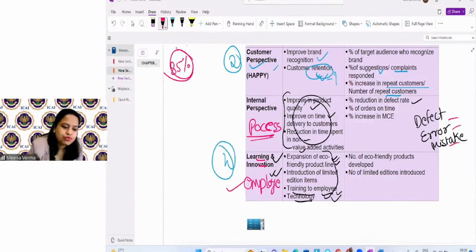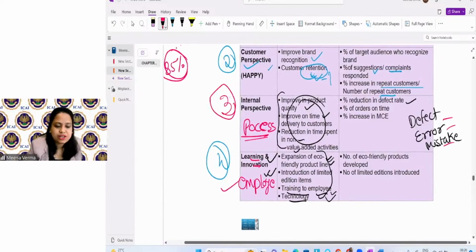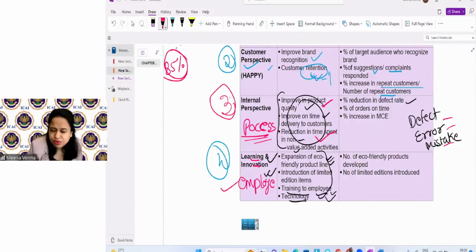So first improve the process here, the internal perspective. Improve the internal process, which will help to improve the quality of the product, timely delivery, removal of non-value-added activity; only the value-added activity will remain in the organization, right? In this way, this will help to reduce the defects, errors, and mistakes from the company. You will produce the goods, you will deliver the goods on time, full processing system, everything we have learned, right?